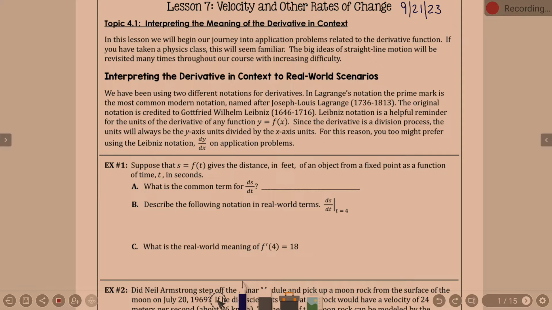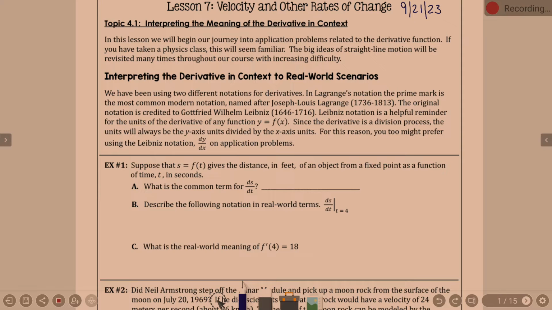I think I just kind of explained that first paragraph, didn't I? If you've taken a physics class, this will seem familiar. And your job is to help the rest of us get the physics portion of it. So, the big ideas of straight line motion will be revisited many times throughout our course with increasing difficulty.